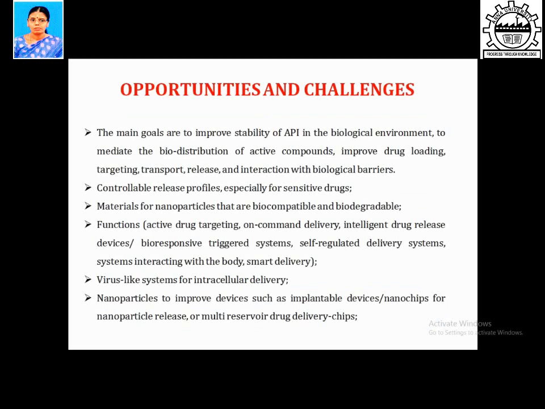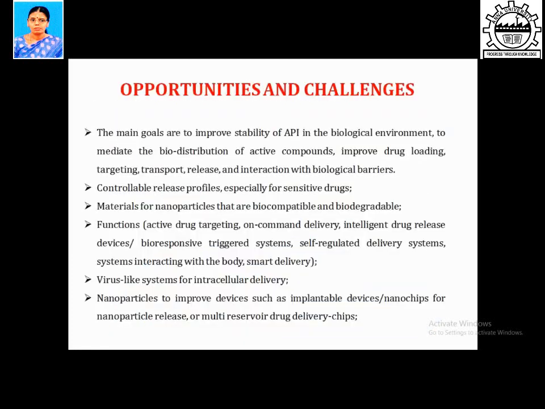For many drugs, especially very sensitive drugs, controlled release formulation is very much possible. And all the carriers, whatever material you use for the nanoparticles, must be biocompatible and biodegradable in nature. You can go for different kinds of functional delivery systems like active drug targeting or on-command delivery, intelligent drug release, or self-regulated delivery systems. Even the carriers could be viruses also.